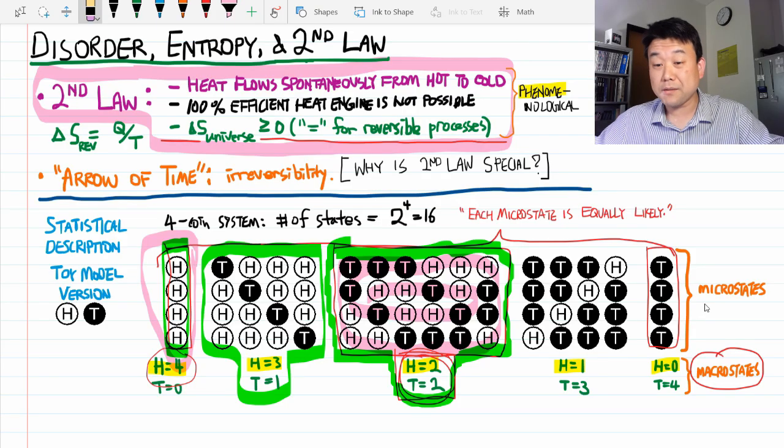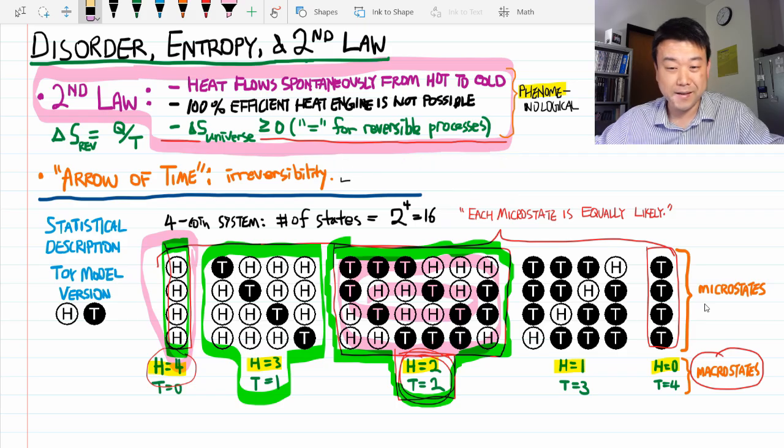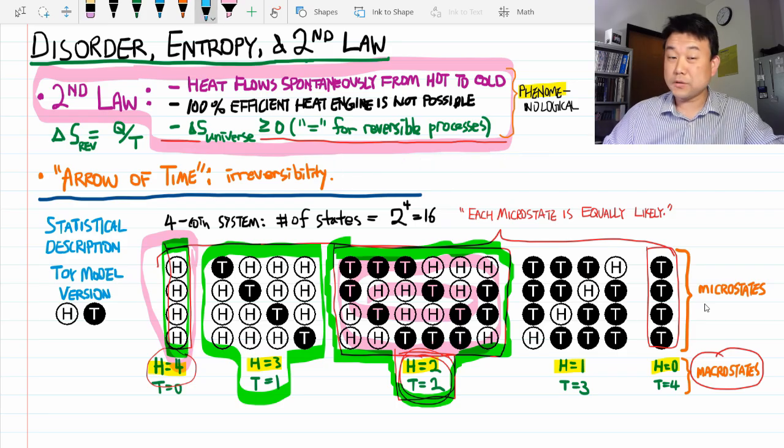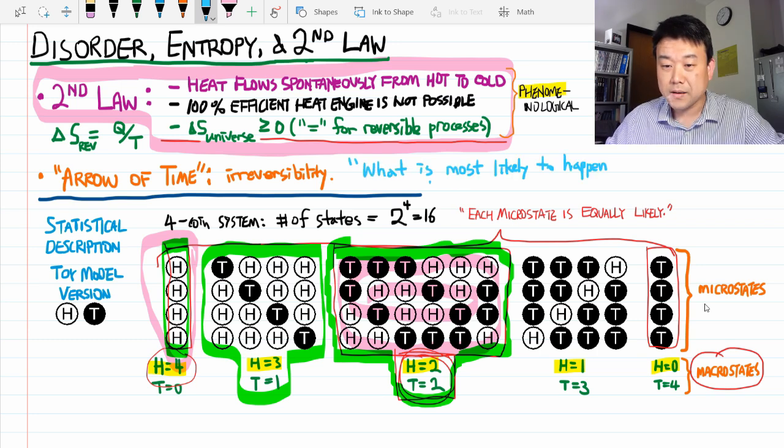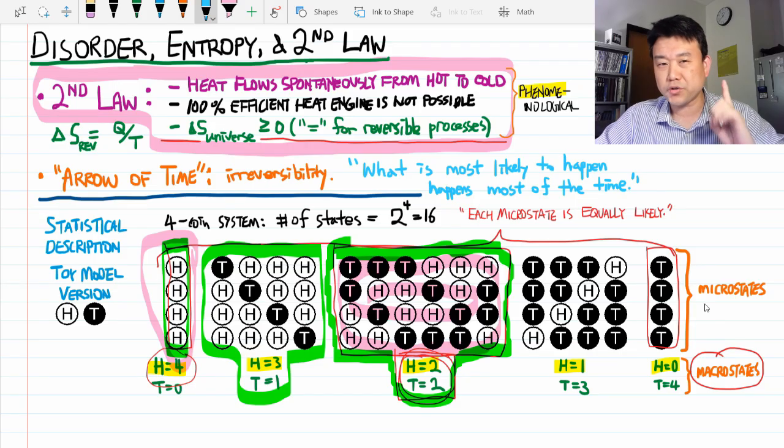This leads to the statement of the second law that is my favorite version of the second law. So let me give that statement and leave it there. My most favorite statement of the second law says this: What is most likely to happen, happens most of the time. Those of you who go on to study statistical mechanics in upper division, this describes mostly chemistry and physics majors, you will get a chance to see what we mean by this statement.